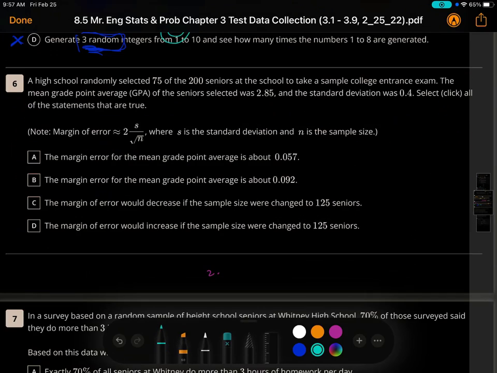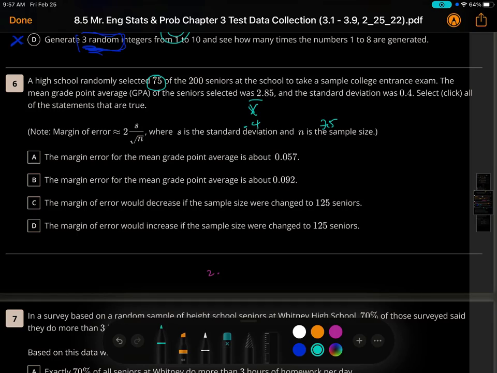All right, question number 6 says, a high school randomly selected 75 of the 200. So remember, the big idea for statistics is I'm not going to interview all 200. I'm just going to do 75. 75 is my sample size. The mean grade point average, or GPA, of the seniors selected was 2.85. So if I ever need that information, it would be kind of like an X bar. And the standard deviation is 0.4. So I'm going to put that 0.4 down here because I'm using that in my formula.